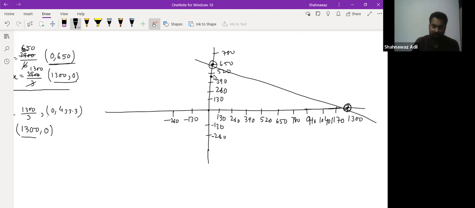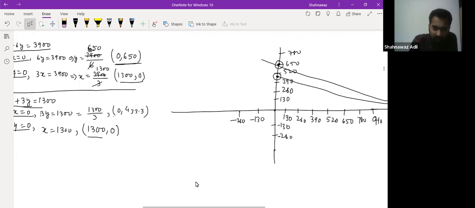So, yes, this is 433, 0, 433, and this is again 0, 13, 100, 0, right? So this is the line. Okay. Yes. So this is the graphical representation. Understood? Yes. So are you noting down? Yes. Okay.